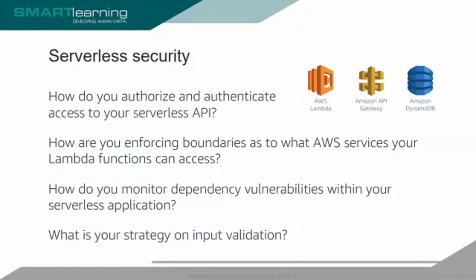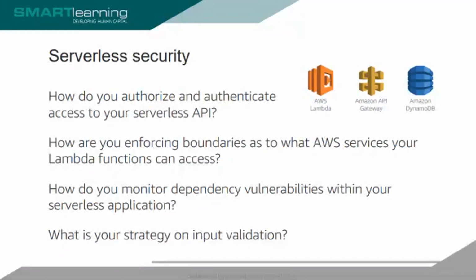They don't have any server running behind them, but the server is managed. So the whole idea of serverless is there's an EC2 instance being provisioned, but it's behind the scene. You don't see that. So you just invoke them, they perform certain tasks for you, and they shut down. Okay. So how do you authorize and authenticate access to the serverless API? Very key. Now, how do you enforce boundary as to what services the Lambda function can access?